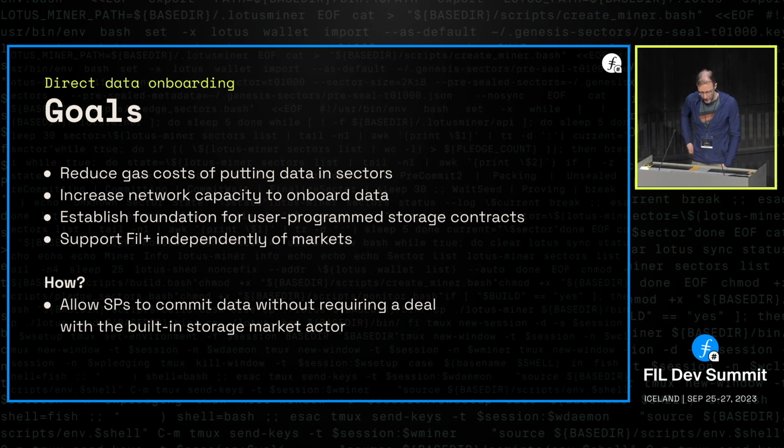So how it does this: it allows SPs to commit data into a sector without requiring a deal in the built-in market actor. The built-in storage market actor currently has the thing that's called a deal. It's the deal proposal message with signatures. And in Filecoin today, the only way that an SP is permitted to put any data into any sector is to have a deal with the built-in storage market. They can make that deal with themselves. There's no need for there to be a real client on the other end of it, but they have to have the overhead of putting that chain state in. Chain state is expensive.